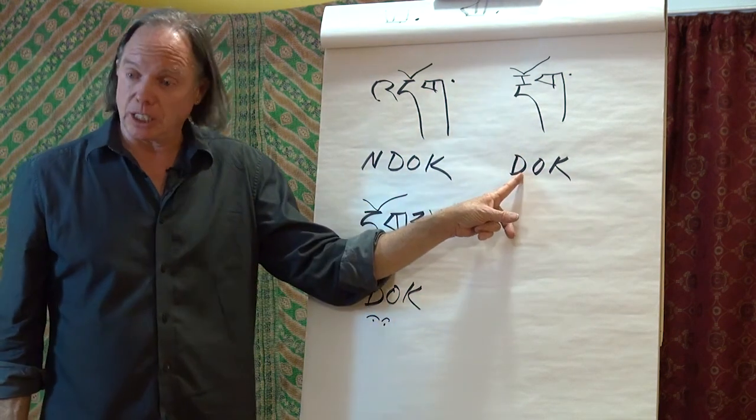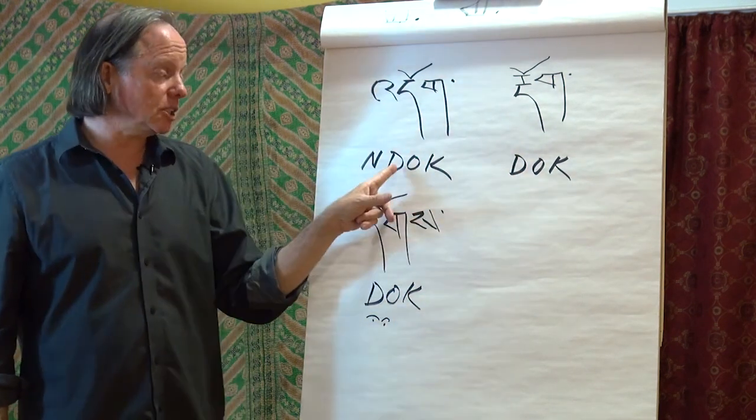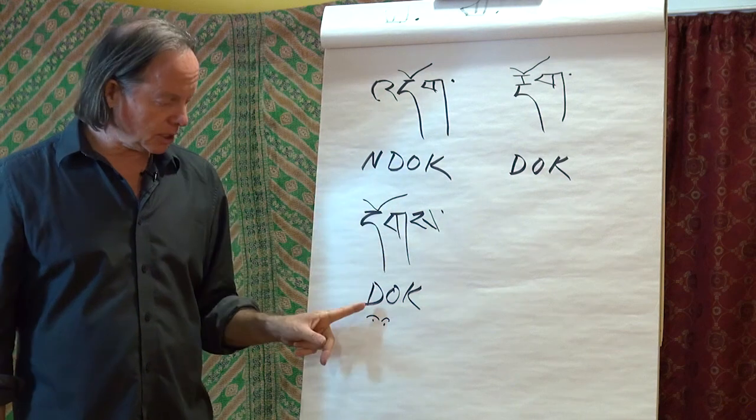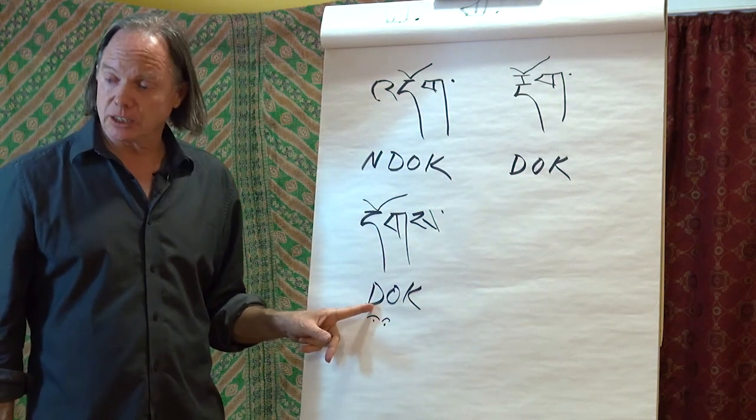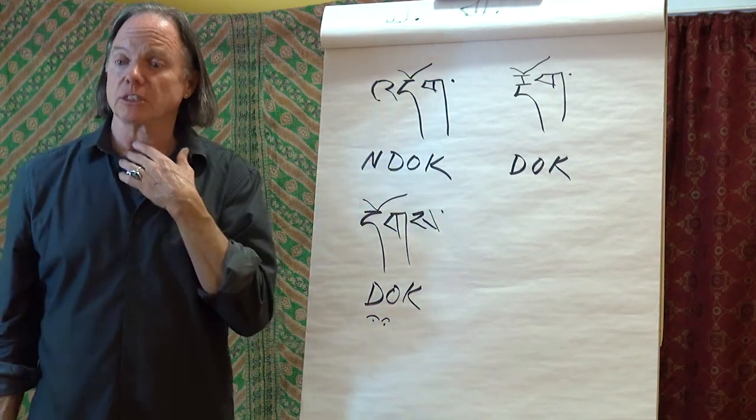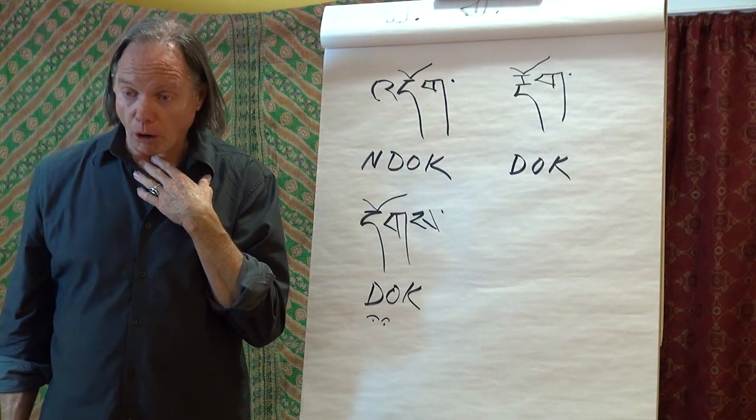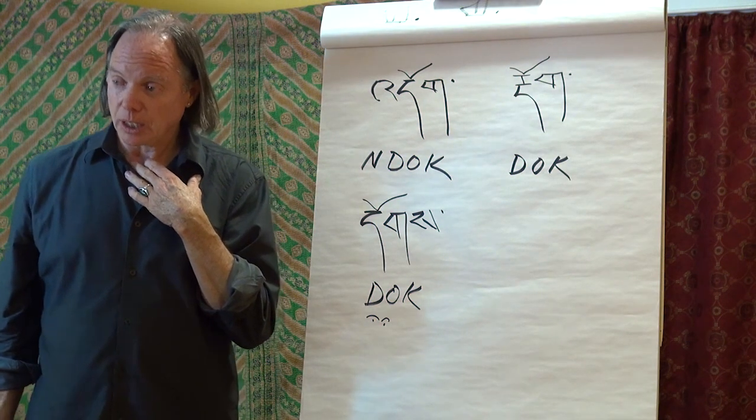This is a real English D. This is a real English D with an N sound in front of it. This letter does not exist in English. It's a low tone da voiced. Dog, dog. Okay, dog. Got it?